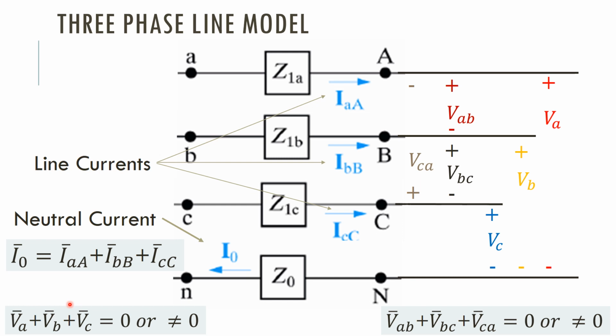Right. Similarly, VA, VB, VC could be 0, may be 0, may not be 0, right? So we don't know about that, right? VAB plus VBC plus VCA also may be 0, may not be 0, right?